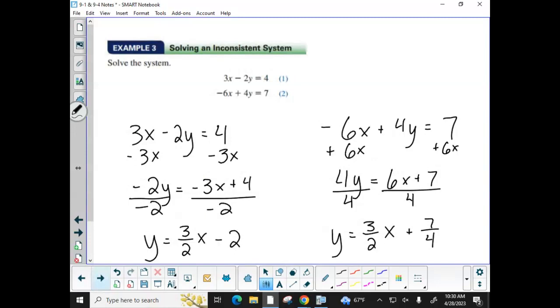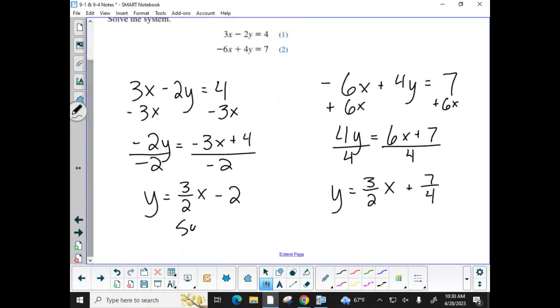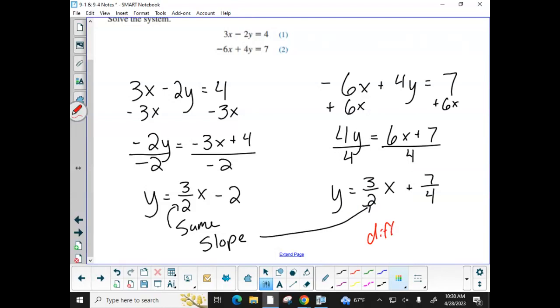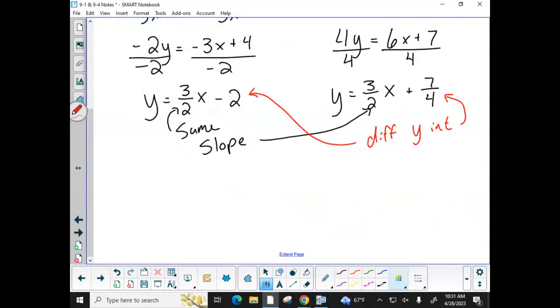But this one, same slope, right? 3/2. Slope here, there. But what we have different is different y-intercept, right? Here and here. We have different y-intercepts. When I see that, I already know there's going to be no solution. But maybe you don't know. Maybe you slip up on that. Maybe when you see it, you're like, I'm not sure.